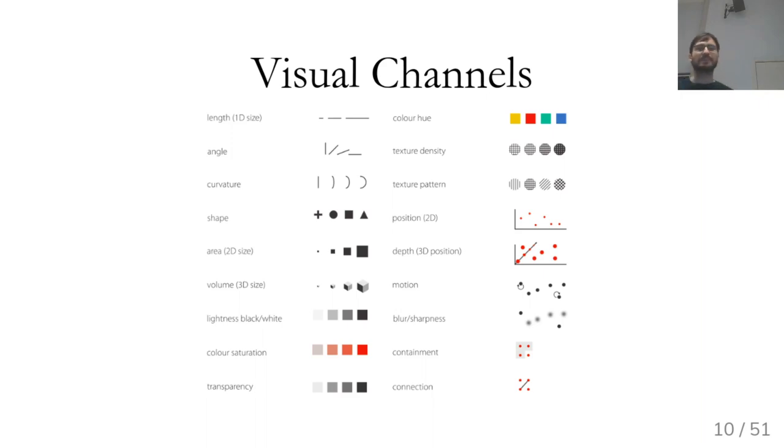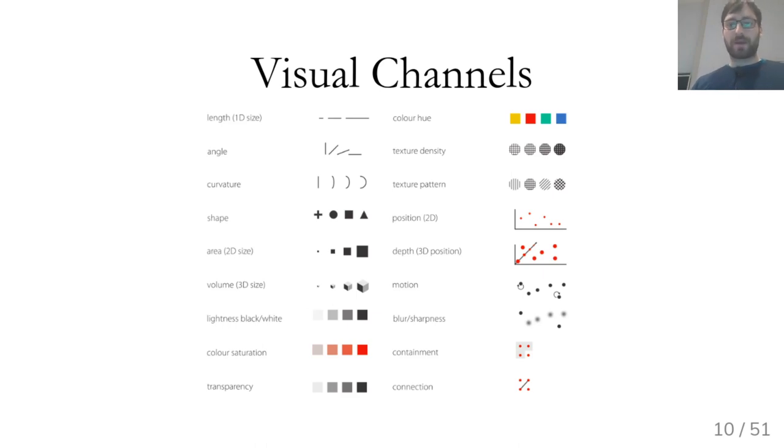You could actually come up with even more of them. But if you look at any visualization, usually you can think of the visualization as mapping some aspect of the data to one of these things. So one aspect might be mapped to angle, or to area, or to color, or to the x-axis or the y-axis.